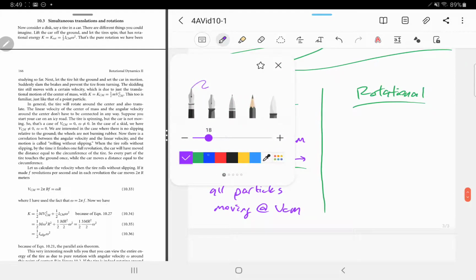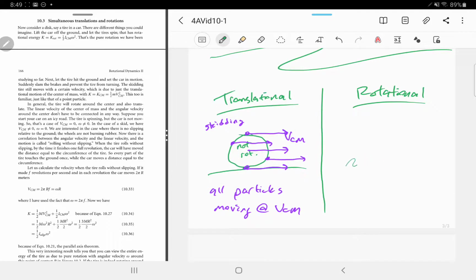The other limit, maybe you could pause it and think about what I'm going to draw on the right-hand side. You could probably guess this. The other limit of what could happen is purely rotational motion. So this is not moving, not translating.